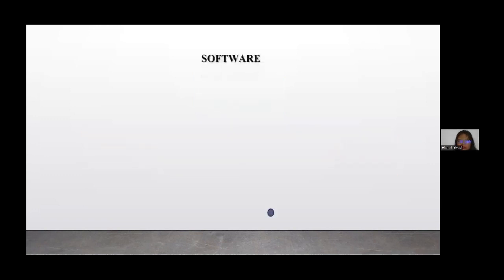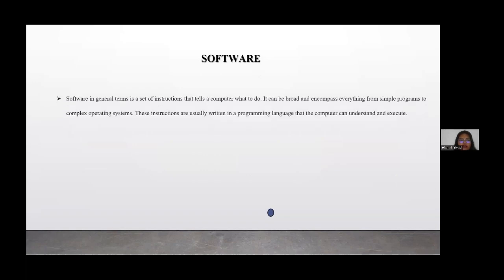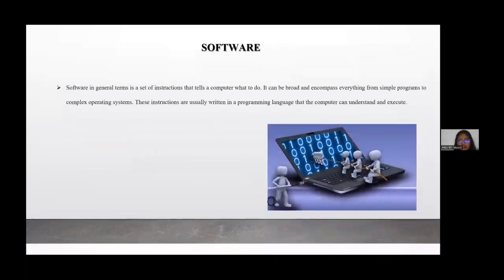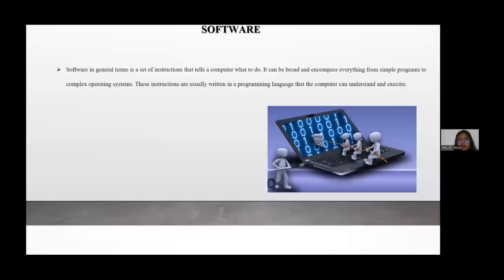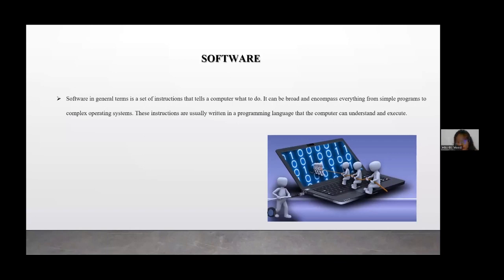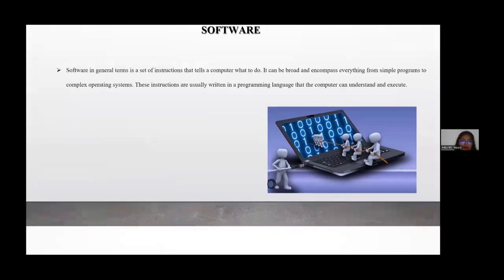Okay. Now we talk about software. Software in general is the set of instructions which tells the computer what to do, right? In simple terms, it can be broad and encompass everything from a simple program to a complex operating system. So that is software. So that is digital software. It basically performs what you are doing.